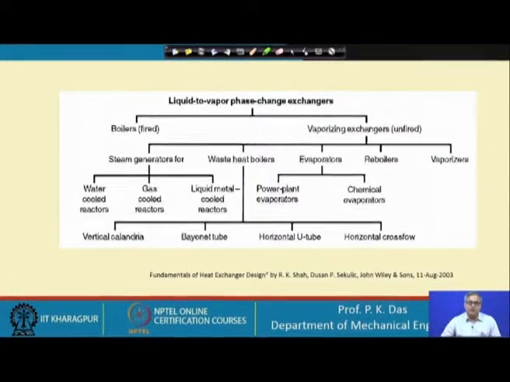This classification may not contain a particular type of condenser and evaporator, because the varieties of heat exchangers are so many that whatever way we try to classify them, we may miss one or two very unique kinds of heat exchangers.